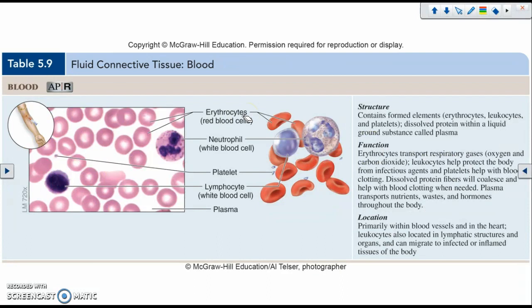The last type of connective tissue, folks, is blood. Blood is a fluid connective tissue, and again, as you can see, these are red blood cells. The extracellular matrix is predominantly liquid. Okay, plasma is liquid. And again, you can see there are two types of cells, and the distance between cells is quite far apart.